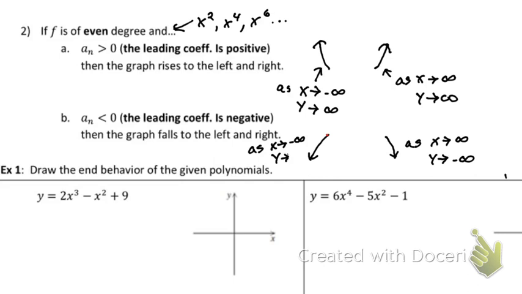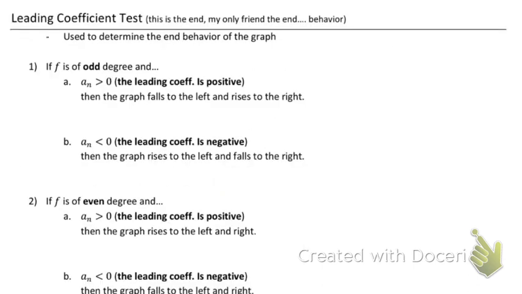Hang on, let me get that negative in there. So, in other words, as I go left, y values go down. Yep, so as x goes to negative infinity, y also goes to negative infinity. All right, let's go to our odd then.